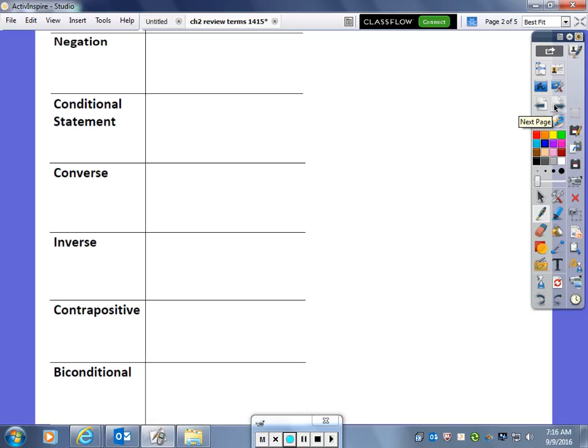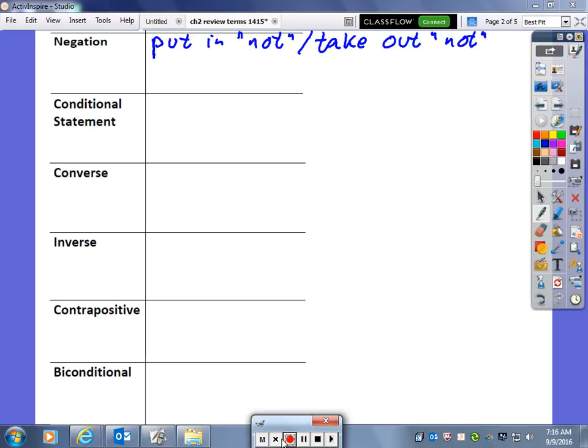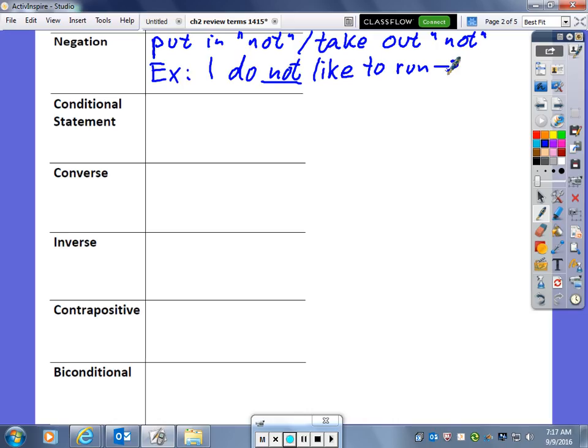Negation. Negation means we put in not or take out not from a statement. An example would be, I do not like to run, which is negated by taking out the not and saying, I like to run.